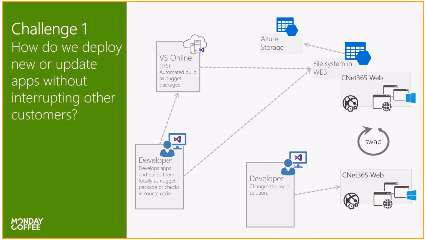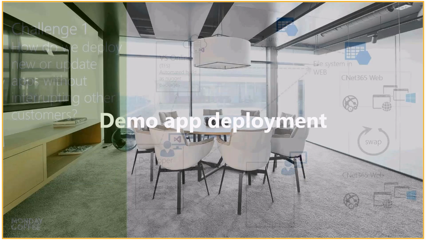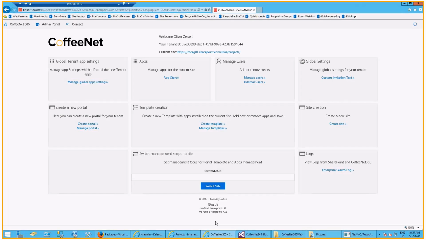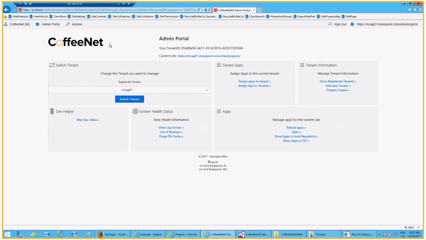So maybe I can demonstrate this real quick as well. So I'm going into our admin portal now. Now this is something only we as MondayCoffee see. It's actually secured via Azure AD, what I mentioned earlier. This is where we manage our tenants and everything. So this is not something where the customer can get into. Also, as you can see, where we have our logging and stuff like that.